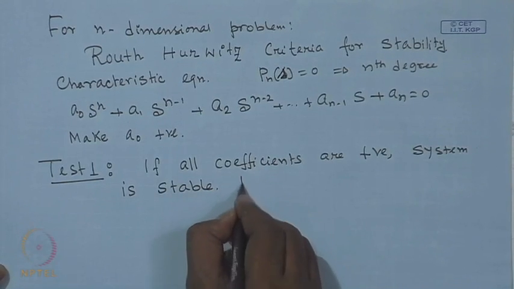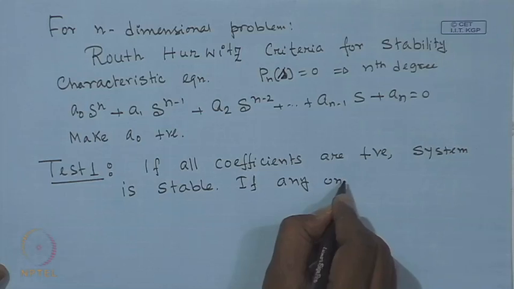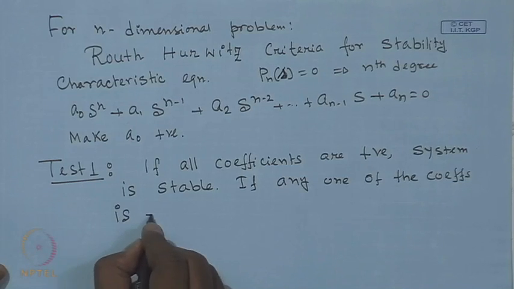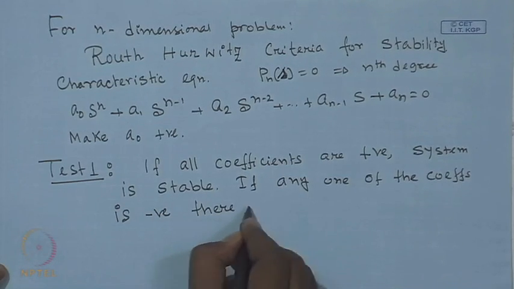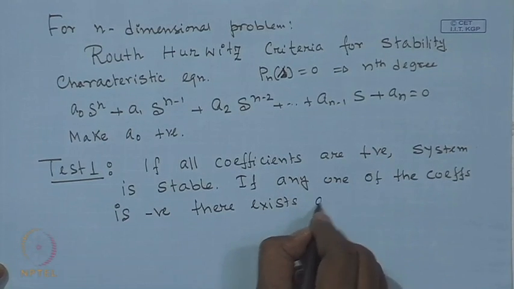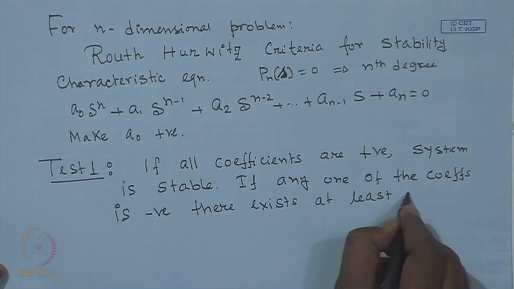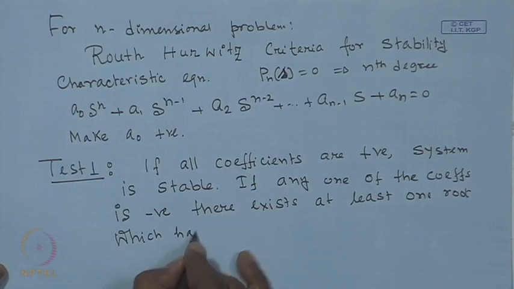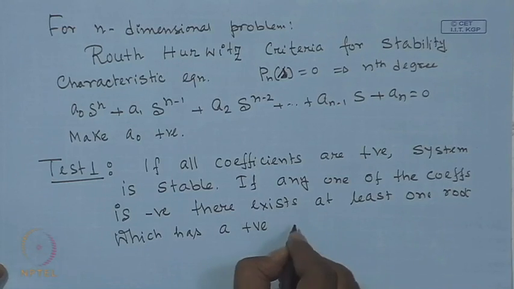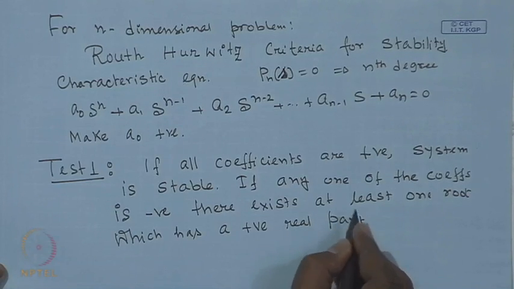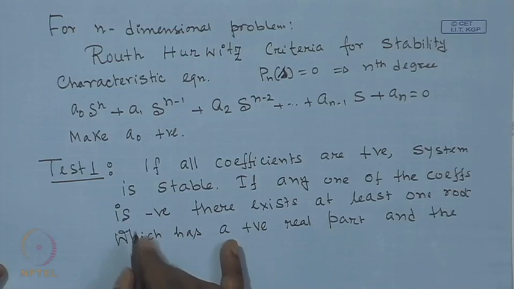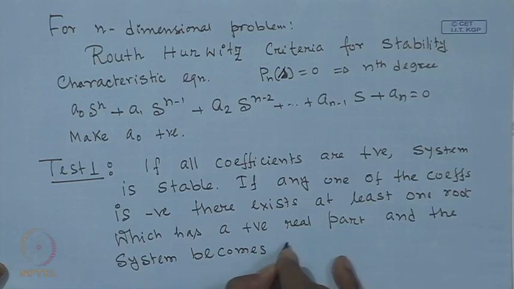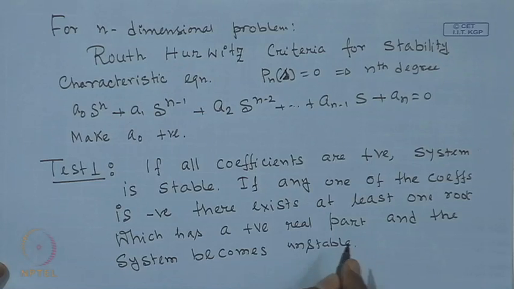The system is stable. If any one of the coefficients is negative, there exists at least one root which has a positive real part, and the system becomes unstable. That is the first test.